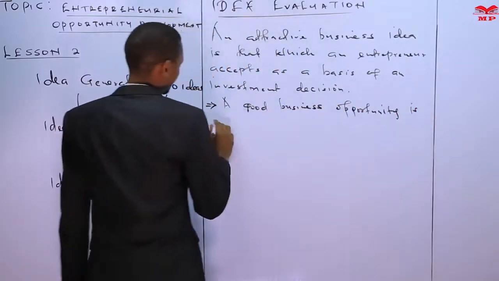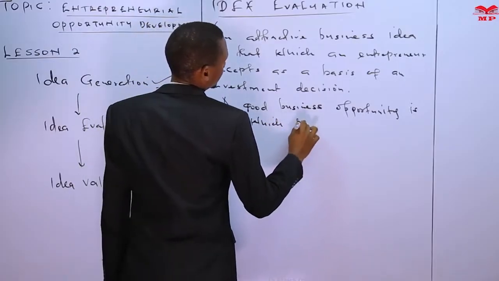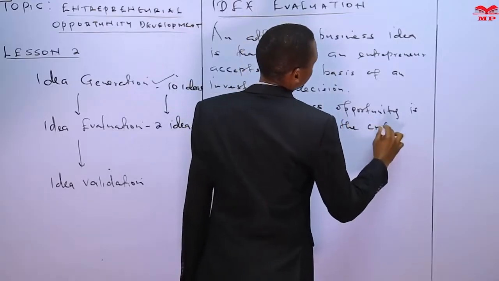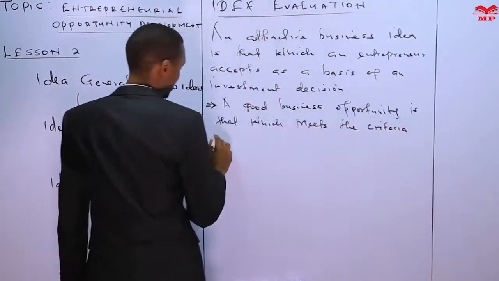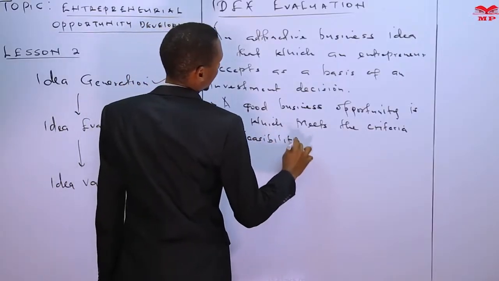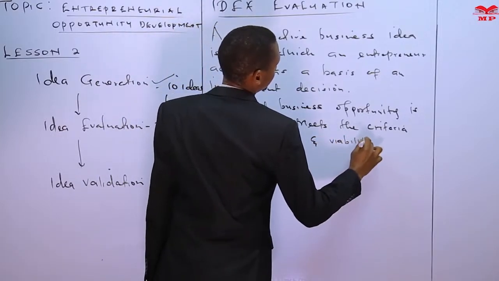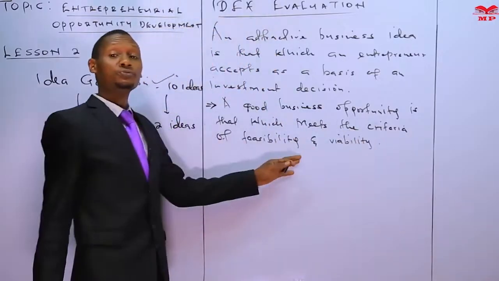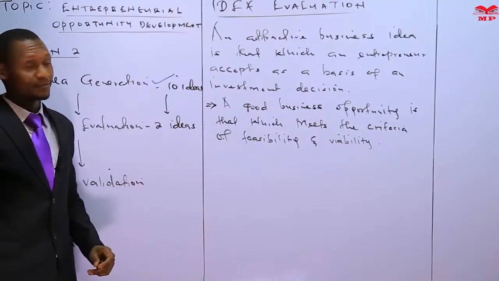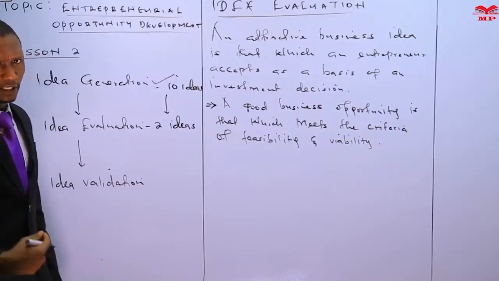is that which meets the criteria of feasibility and viability. These two will be the basis of eliminating some of these ideas. Now, what is feasibility and what is viability?